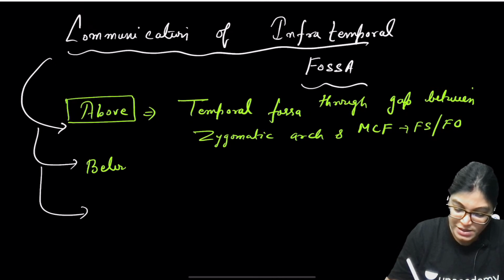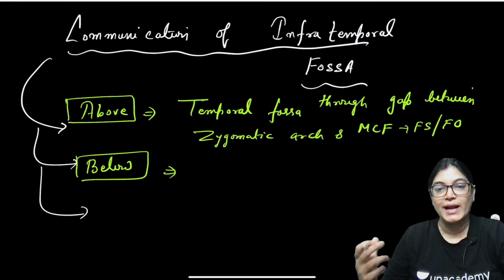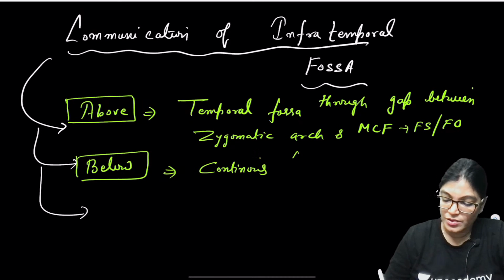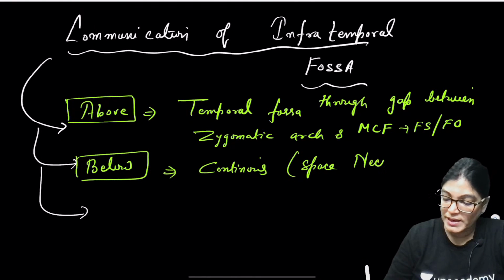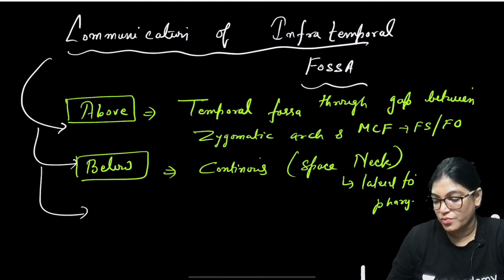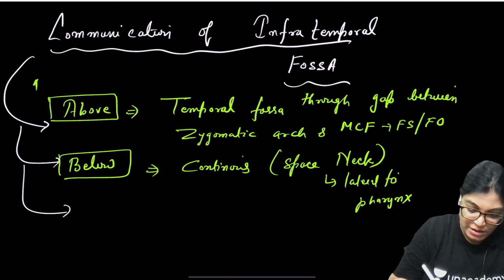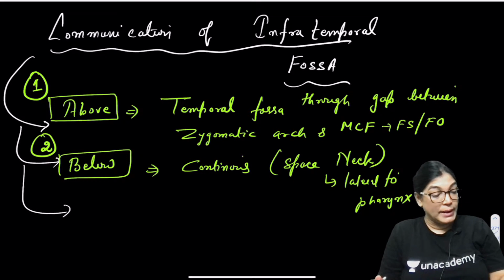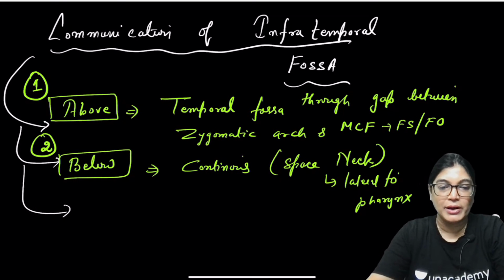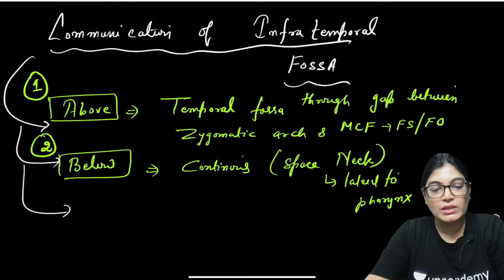Now coming to the lower aspect communication. When I am talking about the communication in the lower aspect, it is continuous with the spaces of the neck. This spaces of the neck is located lateral to pharynx. Got it? So we have got the communication above, we have got the communication below. Above it is communicating with the middle cranial fossa through foramen spinosum and foramen ovale. Below, with the spaces of the neck lateral to the pharynx.